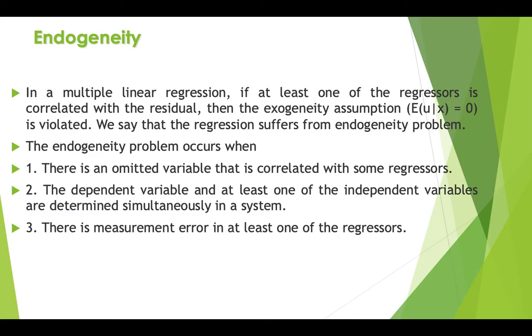and then we say that the regression suffers from the endogeneity problem. Now, the endogeneity problem occurs, firstly, when there is an omitted variable that is correlated with some of the regressors. Secondly, if the dependent variable and at least one of the independent variables are determined simultaneously in a system, and thirdly, if there is a measurement error in at least one of the regressors.